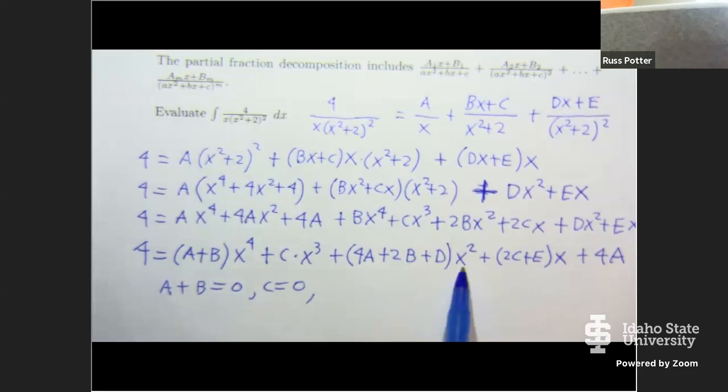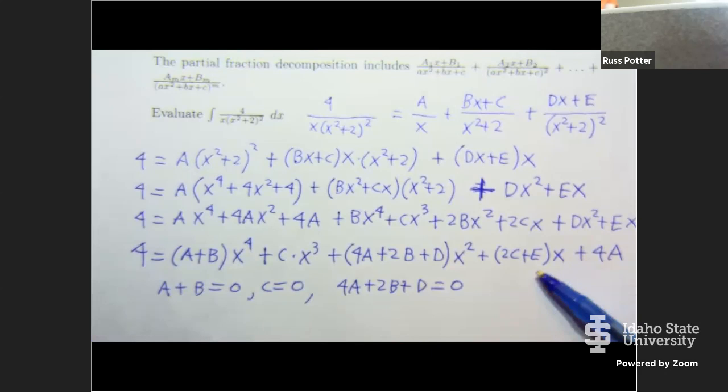The left-hand side does not have an x squared term, so this coefficient, 4a plus 2b plus d, is also equal to 0. The left-hand side does not have an x term. We already know that c is 0, so that must mean e is also 0.